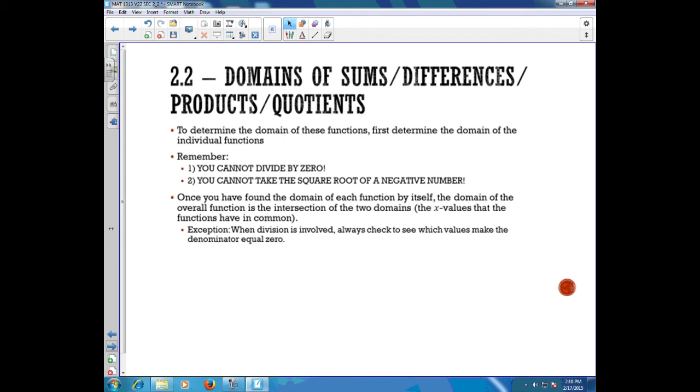Once you've found the domain of each function, the domain of the overall sum, difference, product or quotient is going to be the intersection of the two functions' domains individually. And what that means is: what numbers do the two domains have in common? So find the domain of f of x, find the domain of g of x, and compare the two. Whatever numbers they have in common, that's the domain of the overall function. The only exception is when there's division involved: you have to check the denominator and make sure you exclude the term that will make the denominator 0.